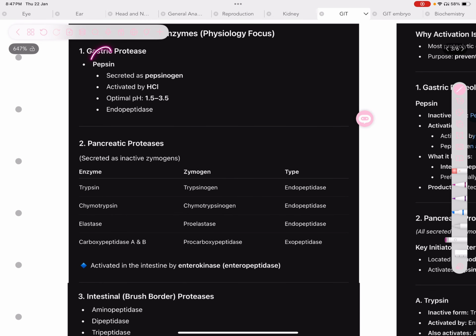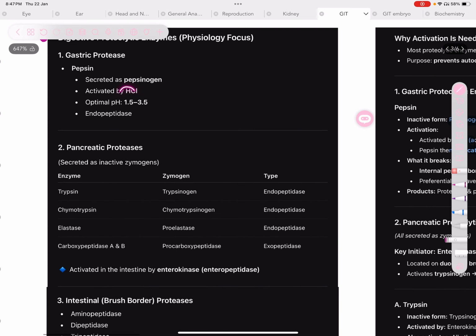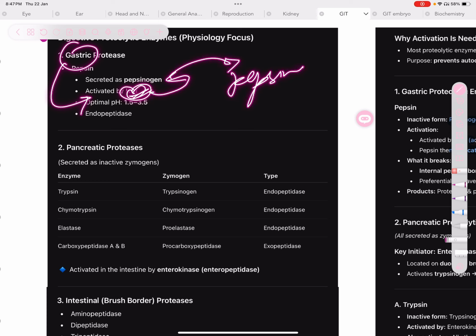First of all, pepsin, it is secreted as pepsinogen, which is in inactivated form so that it doesn't dissolve the stomach. Pepsinogen is activated by HCl, which is secreted by the chief cells. This is very understandable, because obviously in the stomach you have HCl, and it's going to activate pepsinogen. Pepsinogen will be converted into pepsin, and then this pepsin will activate all the remaining pepsinogen.